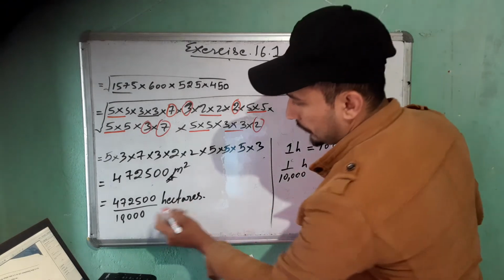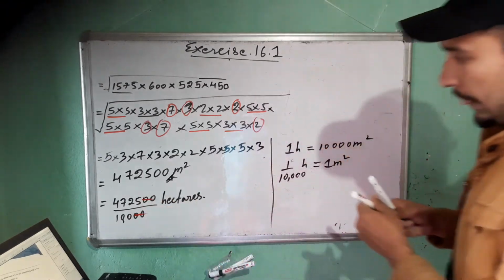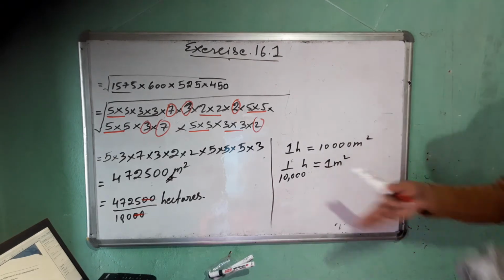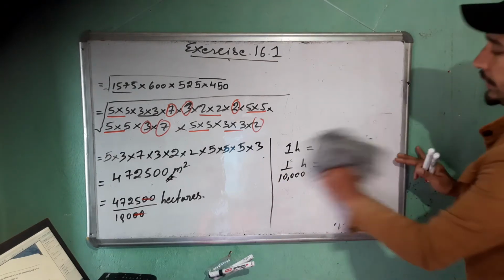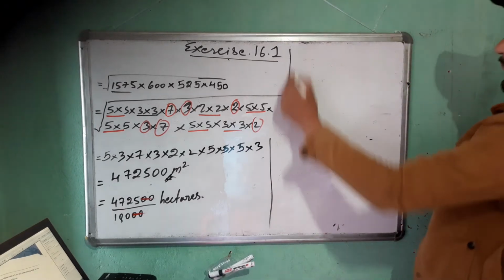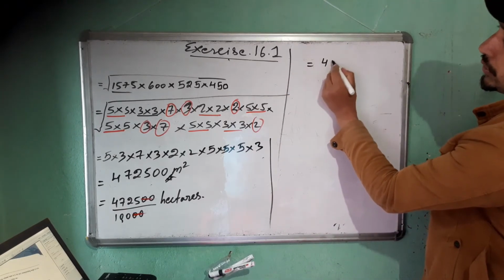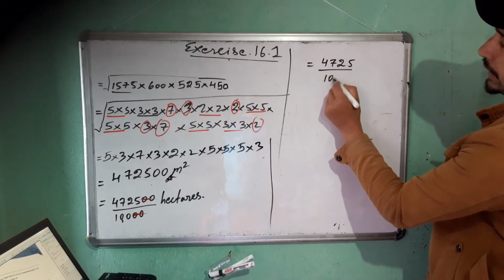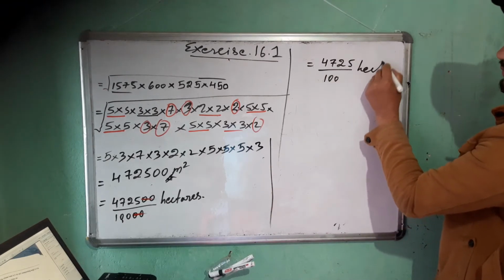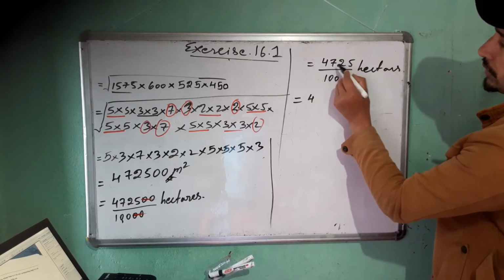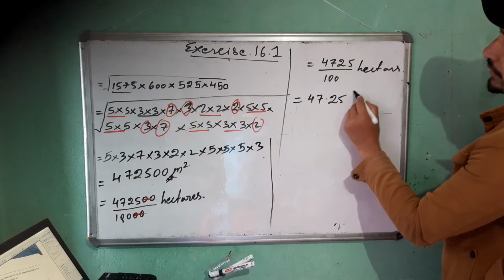Do the cancellation. 0 and 0 get cancelled. This also you note down in the rough column. So we have got 4725 divided by 100 hectares. The decimal point comes here, so 47.25 hectares.